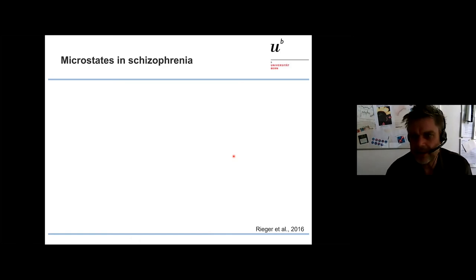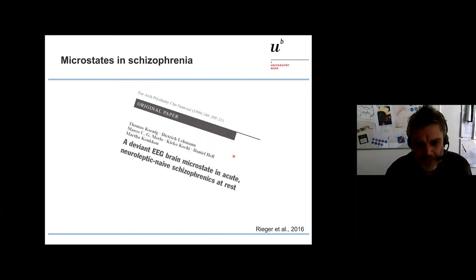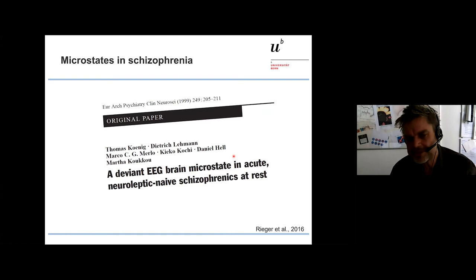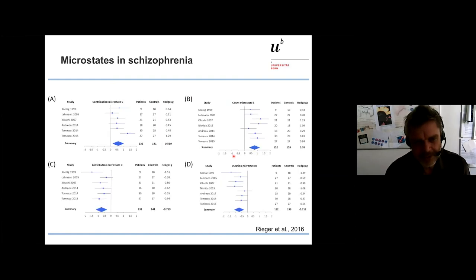And in 1999, which is a really long time ago, we published a first paper on this with just 9 patients and 18 controls. And we found that there was one microstate class that was actually shortened in patients with schizophrenia. There were many follow-up studies on this. This is a little micro meta-analysis we did on the papers that were around at the time, in 2016.